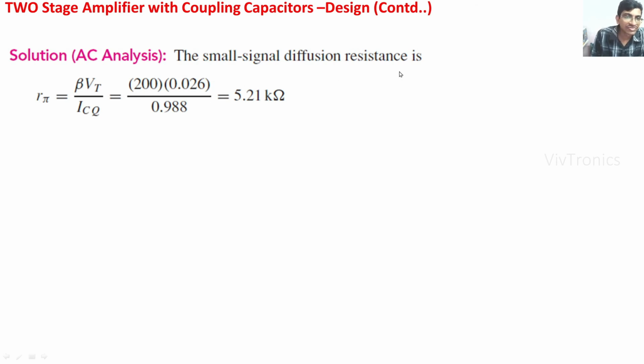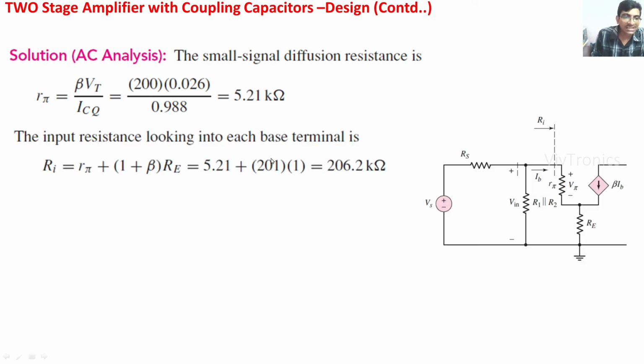The small signal diffusion resistance R pi is equal to beta Vt by ICQ. That is the formula for R pi. Here beta is equal to 200 and Vt is equal to 26 millivolts at room temperature. The ICQ value is 0.998 milliamperes. Therefore, we get the R pi value as 5.21 kilo ohms.